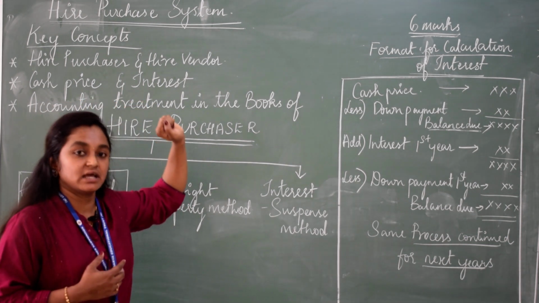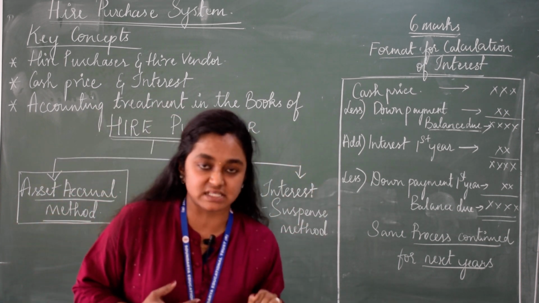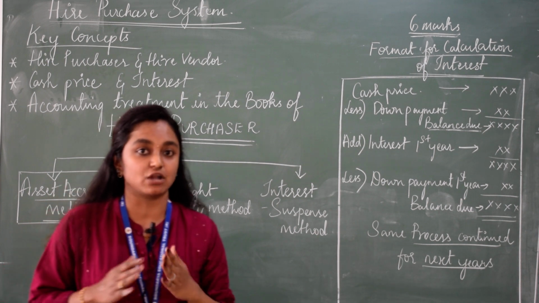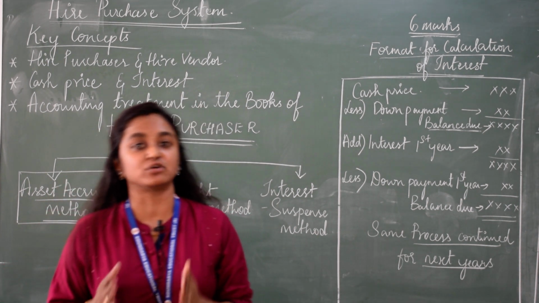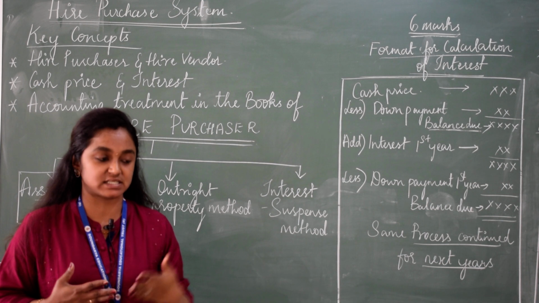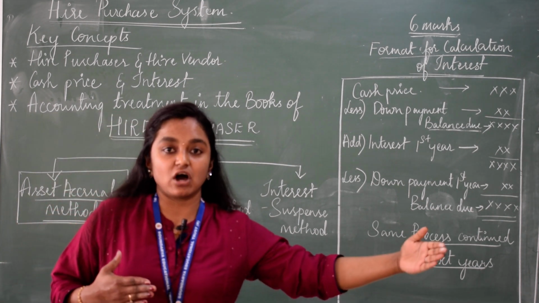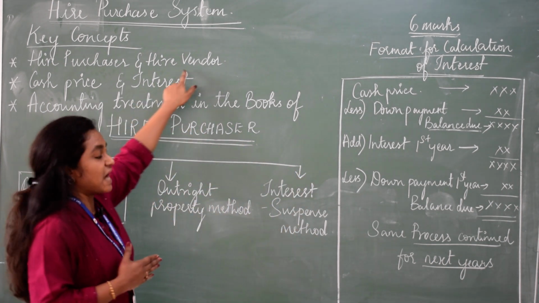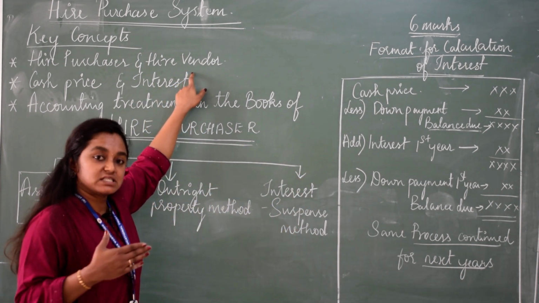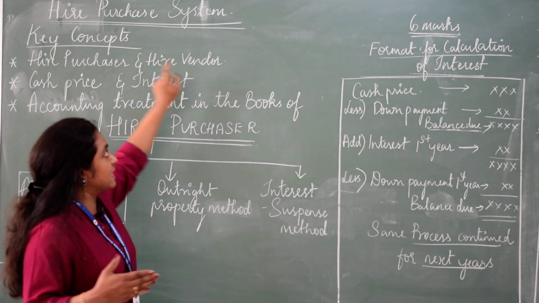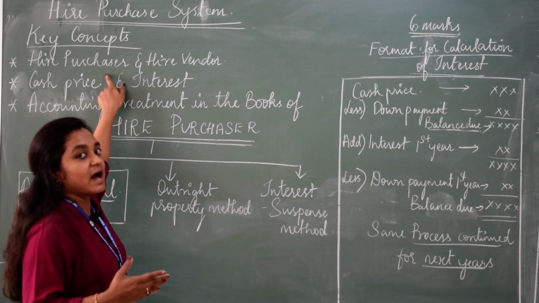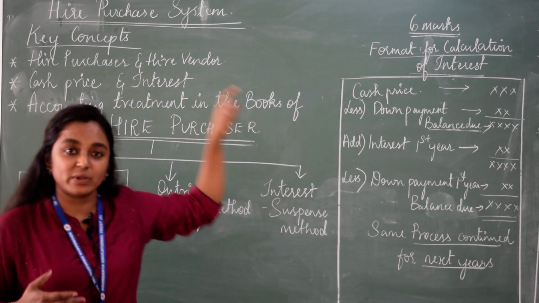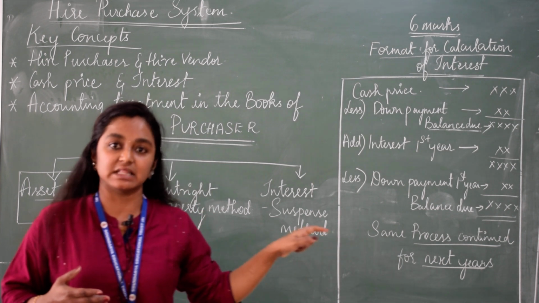Coming to the interest, when this hire basis happens and you purchase the asset, the hire purchaser will not immediately get the title or the possession of the goods. Until the installments on this asset are completed, the possession of the goods will be with the hire vendor himself. Once all the installments are completed, then the title comes to the hire purchaser. Until then, you will have to pay interest along with the installments given in the agreement.